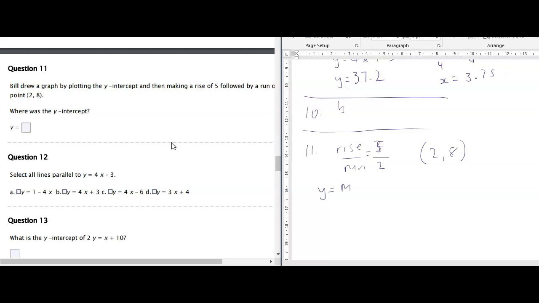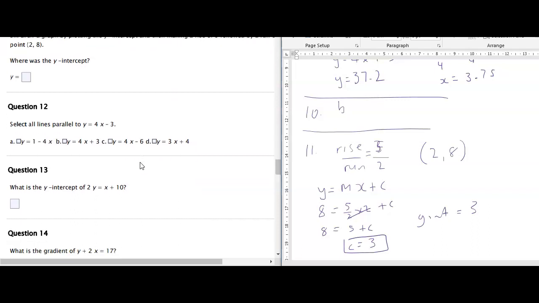Okay, so remember we're going to substitute it into this equation, y equals mx plus c, just substituting in 2 and 8. Okay, and then those 2's cancel out, which is nice. So c is equal to 3, so that's your y-intercept. So your y-intercept is at 3.